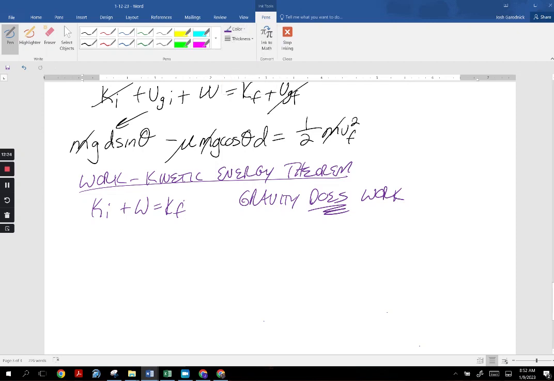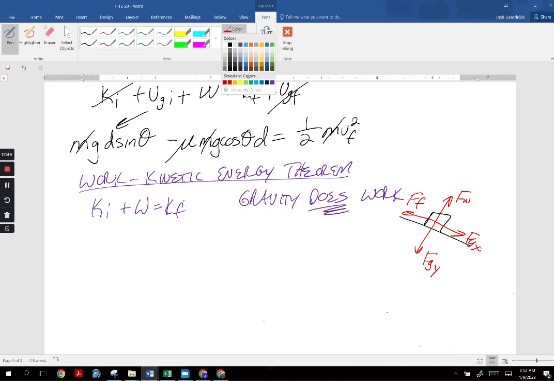I'm going to just draw a quick FBD here so you can see it. Here's our block sliding down the incline. We've got normal, we've got FGY, we've got FGX, and we've got friction. And this system will accelerate or travel a distance d, right? Okay.